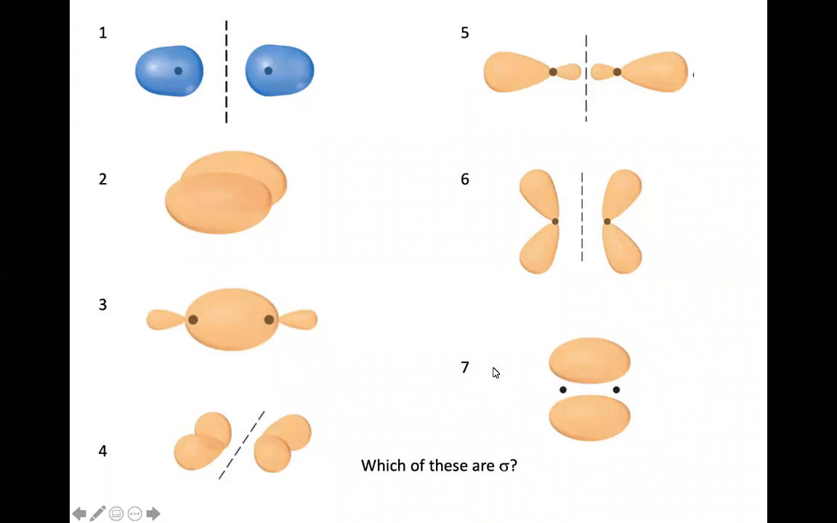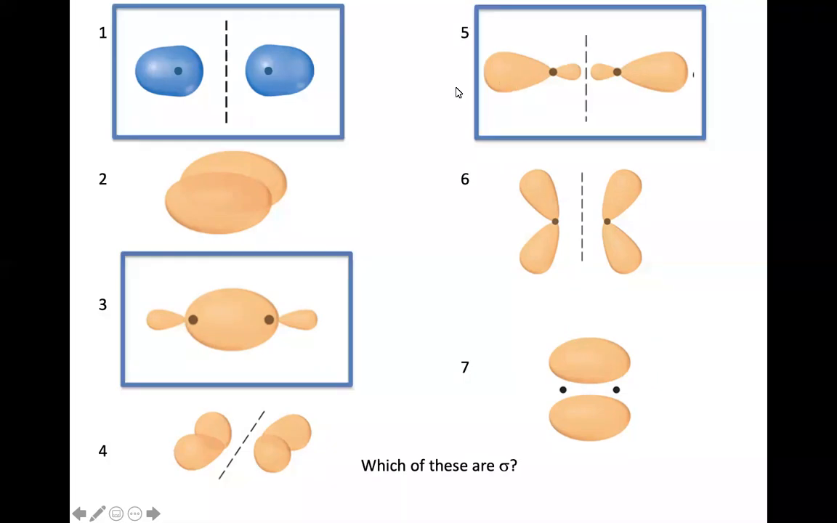So on this one, I see 3 strong results as far as being selected as sigma: 1, 3, and 5. With 1, yeah, I think I have electron density along where the internuclear axis would be, left to right. Number 3, same thing. And number 5, same thing. I think those are all really good examples.